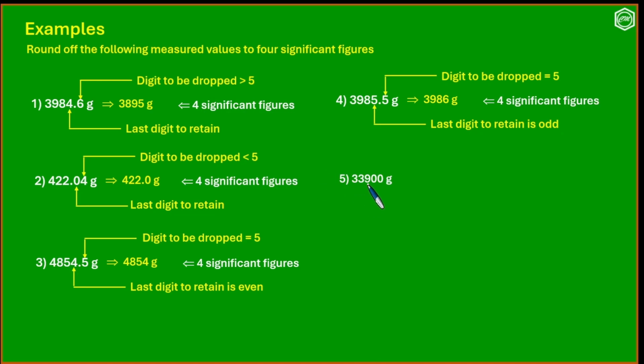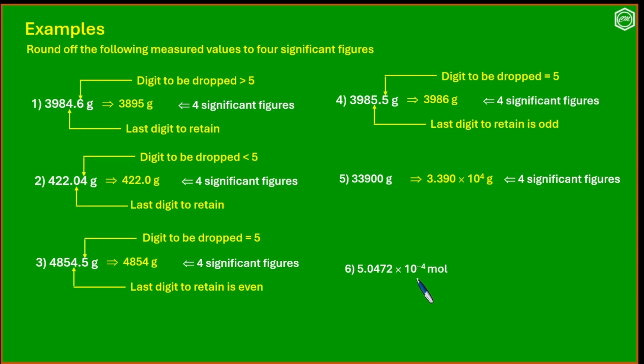Another example is 33,900 gram. And here there are only 3 significant figures. We have to write it in 4 significant figures. Therefore, we must use the scientific notation. So we move the decimal place 4 places towards the left. So it is 3.390 into 10 raised to 4. There are 4 significant figures. This 0 is significant.